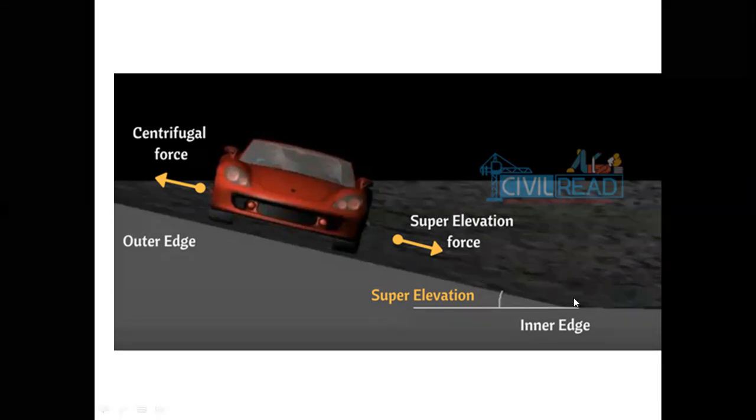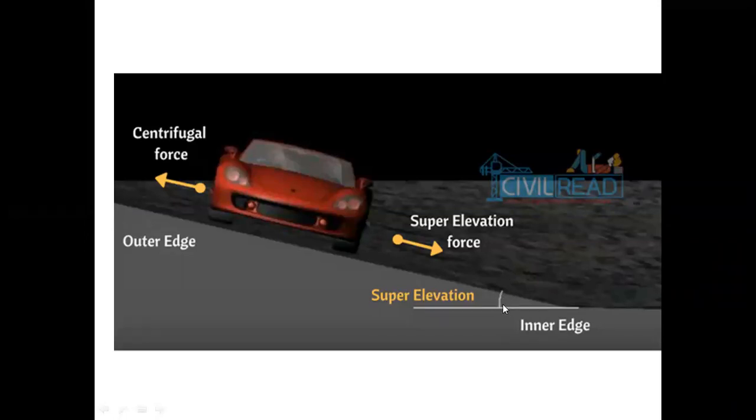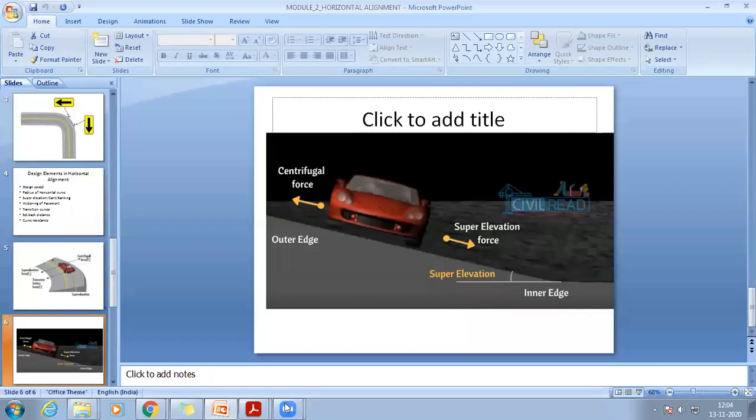With respect to the inner edge, there is a slope provided. You can see the inclination right here, you can see the angle. That transverse inclination, or the transverse slope, is called the super elevation. Is it clear now? There is an inclination, a slope acting, so that is called the super elevation. Therefore, it is a transverse slope.